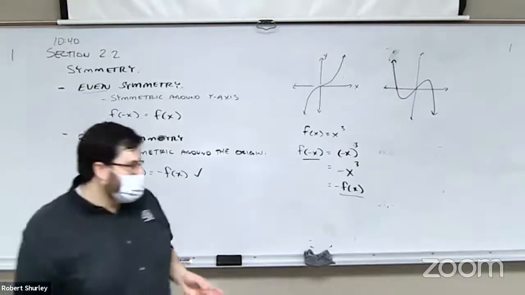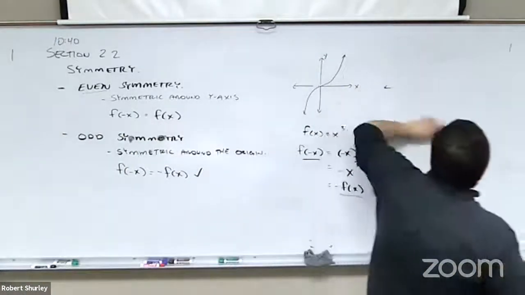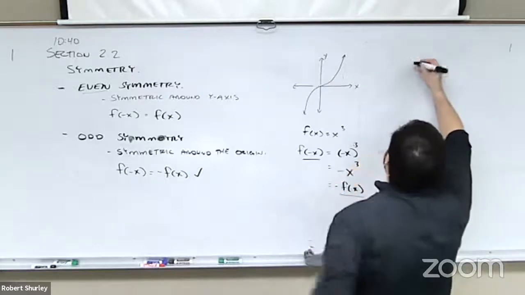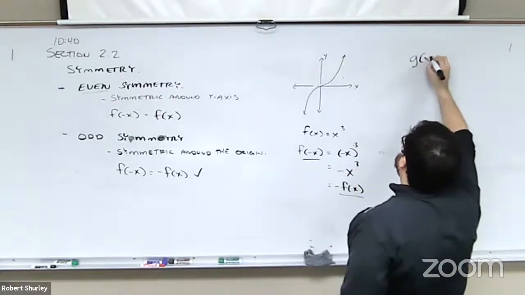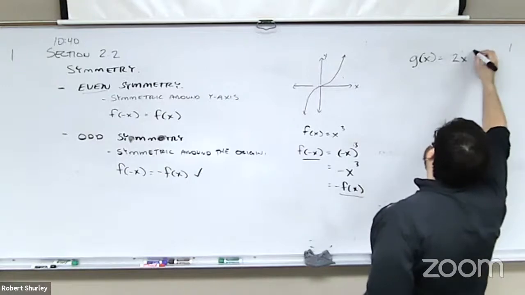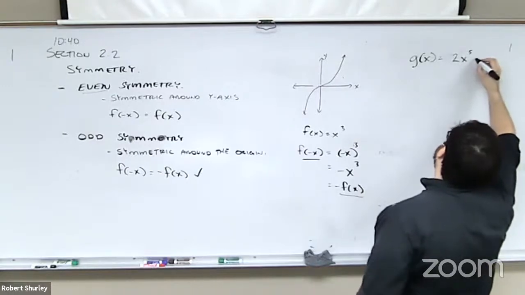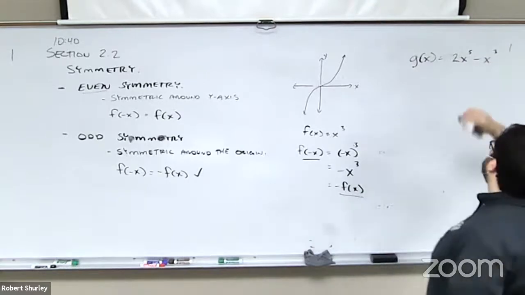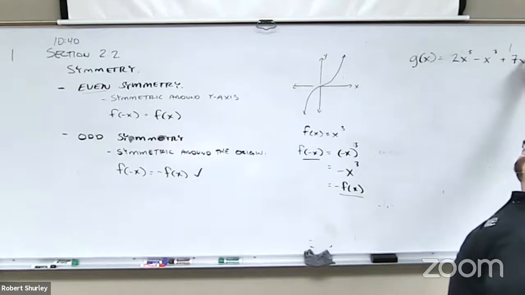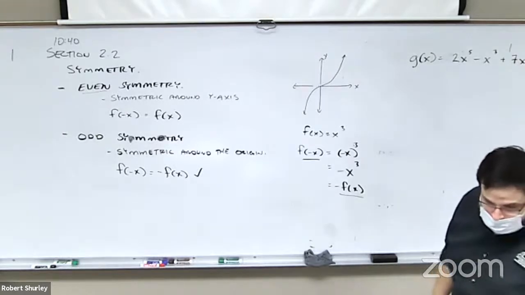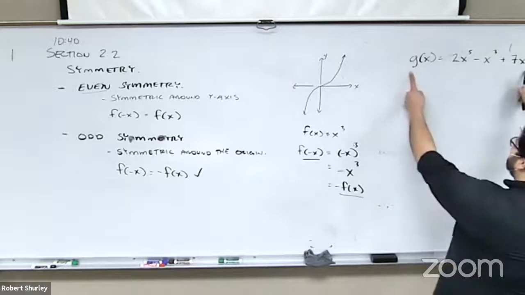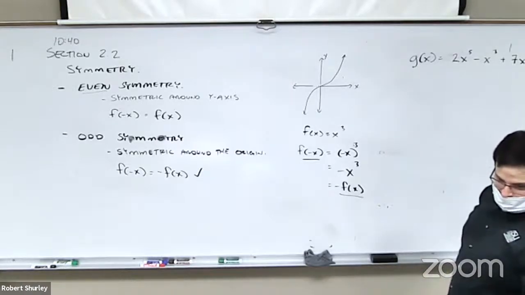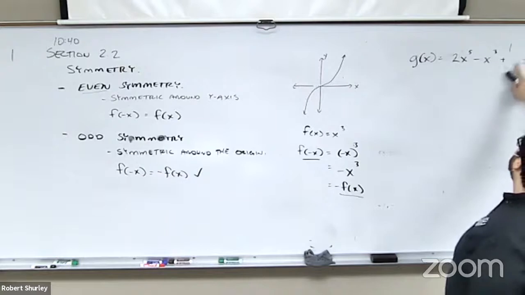I'm going to do one that's a little more complex now. So let's say we had g of x equals 2x to the fifth minus x cubed plus 7x. You guys can't see that, can you? Oh, you can barely see it. Shift it over a little bit. Can you see that one? That's 7x at the very end? Yeah, we can see it. Okay, there we go, plus 7x.